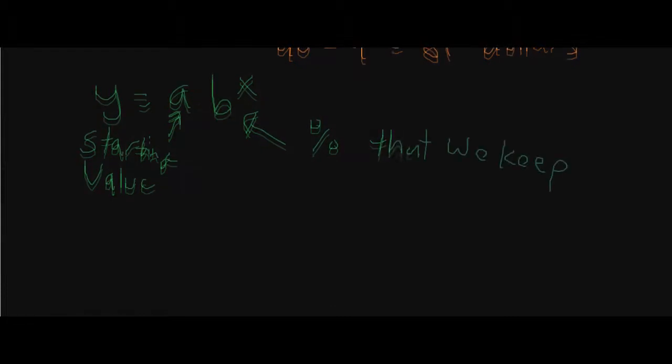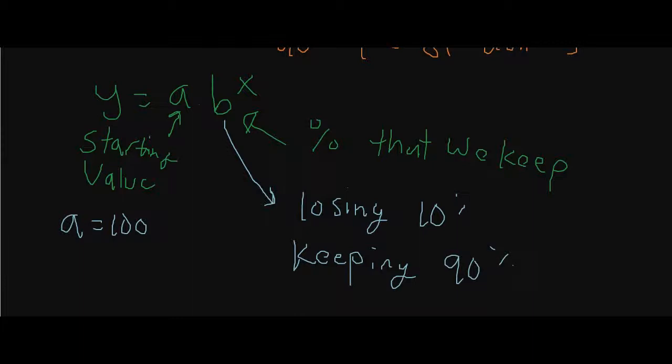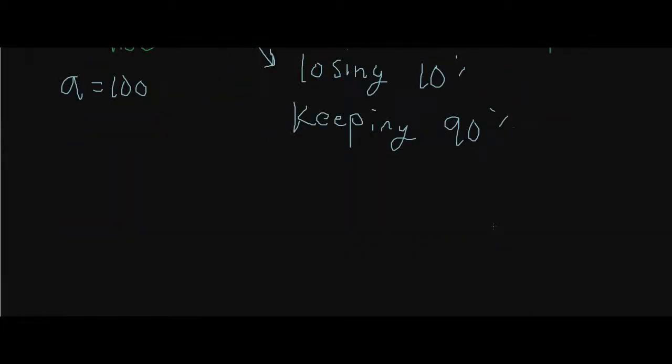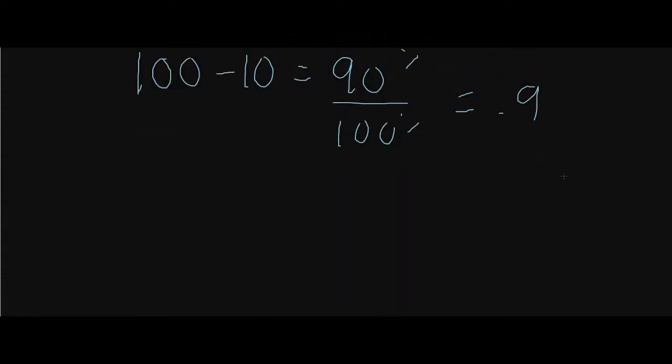that we keep. We know that my A value is going to equal 100. Alright, well if I want to find out what is the percentage that we keep, well we're losing 10% every year, so we're keeping 90% every year. One way we can do that is, well, 100% minus 10% is going to give us 90%. Then we turn that into a decimal, so we get 90 divided by 100% is going to be 0.9. Alright, well let's go ahead and write our equation.